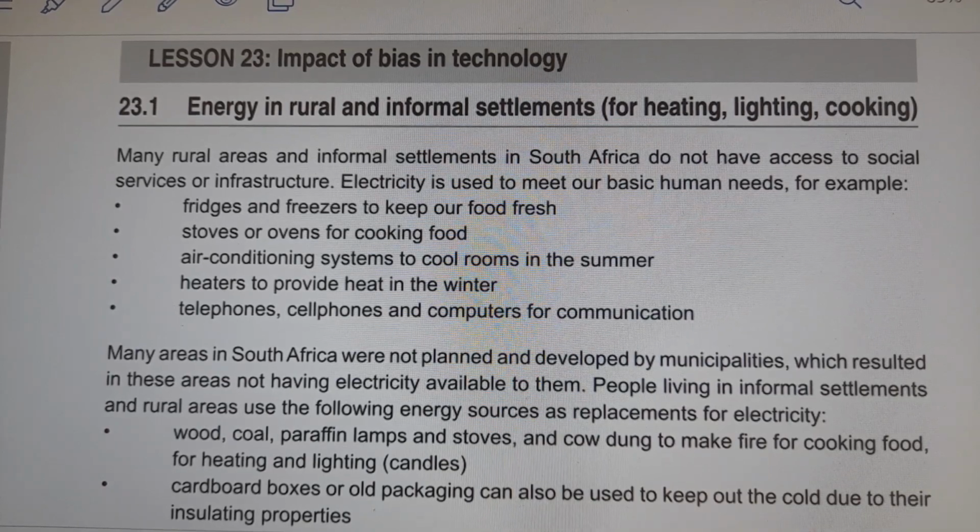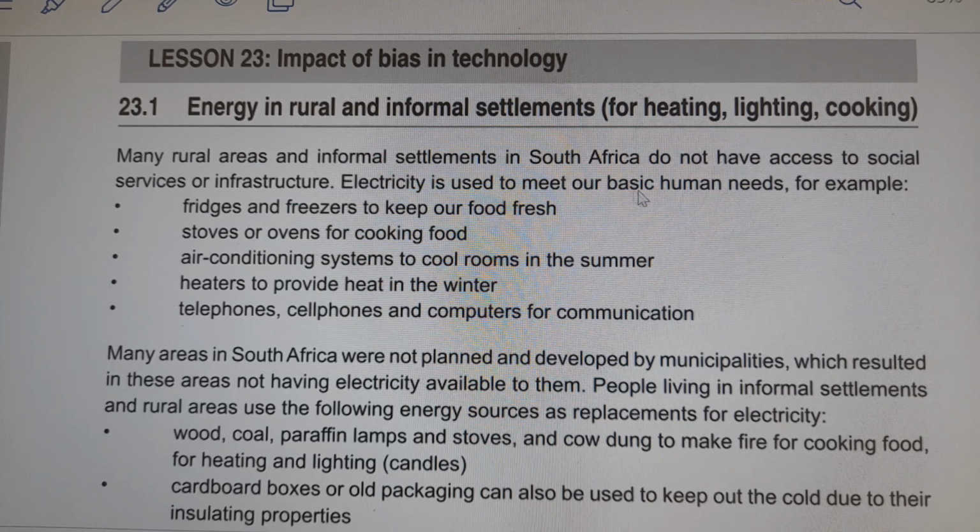After lesson 22 on the electrical components, which shouldn't take you long as it is the revision, we go straight to lesson number 23 on page 180 of your textbook. And we cover the impact of bias in technology. Energy in rural and informal settlements, for example, for heating, lighting, and cooking. Many rural areas and informal settlements in South Africa do not have access to social services or infrastructure.